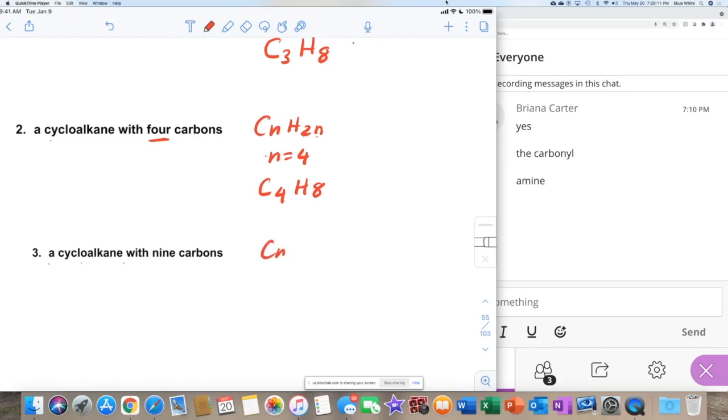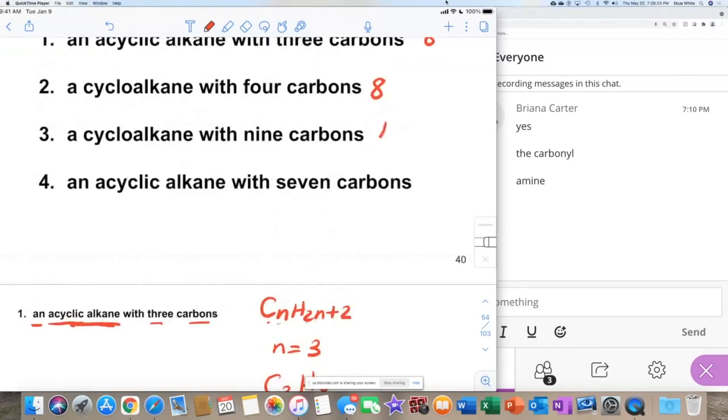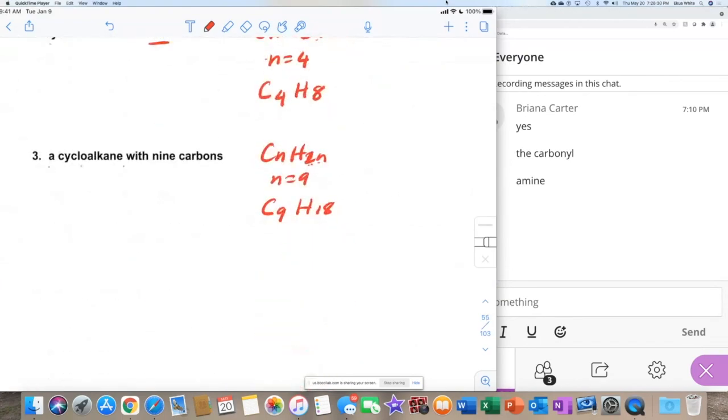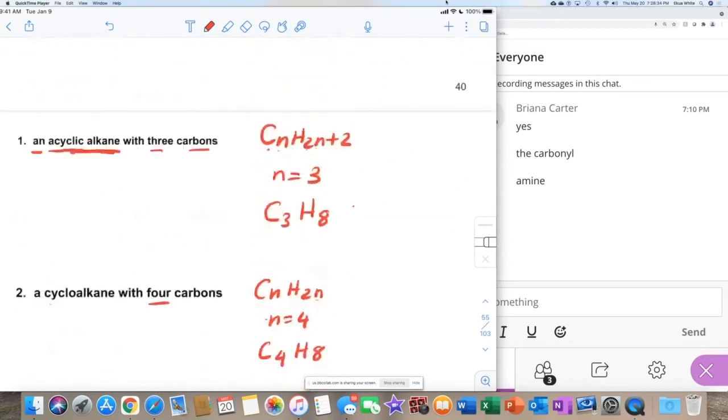Cycloalkane, again, CnH2n with 9 carbons. Okay, so n is equal to 9, right? C9, 2 times 9 is 18, H18. Okay, finally, 18. And then an acyclic alkane with 7 carbons. Oh, that wasn't that bad. I didn't have to do all of them. So they want 7 carbons, acyclic.